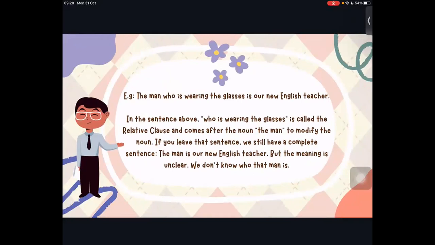For example, the man who is wearing the glasses is our new English teacher. In the sentence above, who is wearing the glasses is called the relative clause and comes after the noun, the man, to modify the noun. If you leave out that clause, we still have a complete sentence. The man is our new English teacher, but we don't know who that man is. Next.